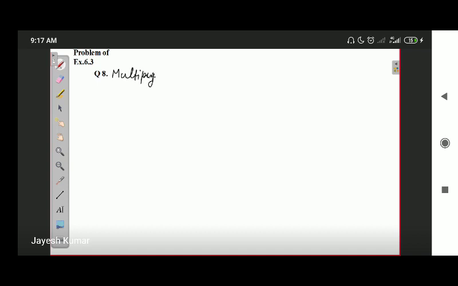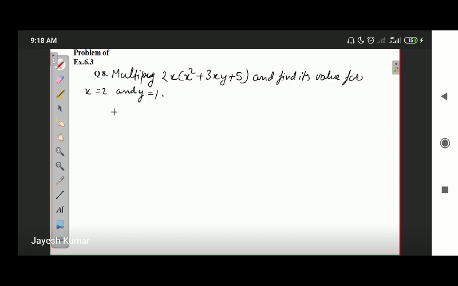Question is multiply 2x by x square plus 3xy plus 5 and find its value for x is equal to 2 and y is equal to 1. So first of all we have to do the multiplication, then we have to put in the value of x and y. So first of all let's start with the multiplication.